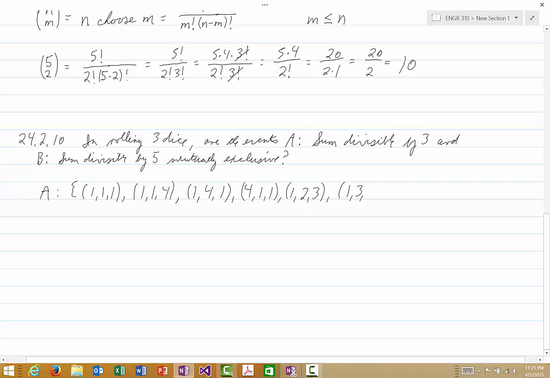1, 3, 2. 2, 1, 3. 2, 3, 1. 3, 1, 2. 3, 2, 1.